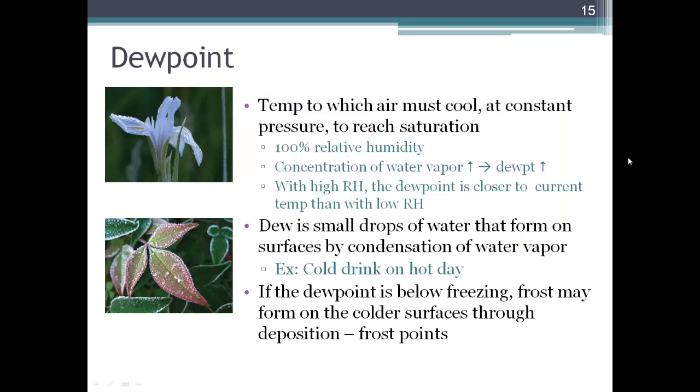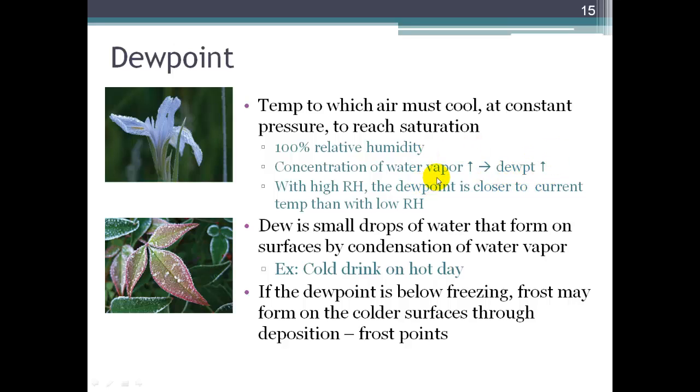So dew point, again, is the temperature to which air must cool in order to reach saturation. Once saturation has occurred, you have 100% relative humidity. The air is as humid as it possibly can be. At the saturation point, water vapor begins to condense out of the atmosphere. As the concentration of water vapor increases, the dew point also increases.